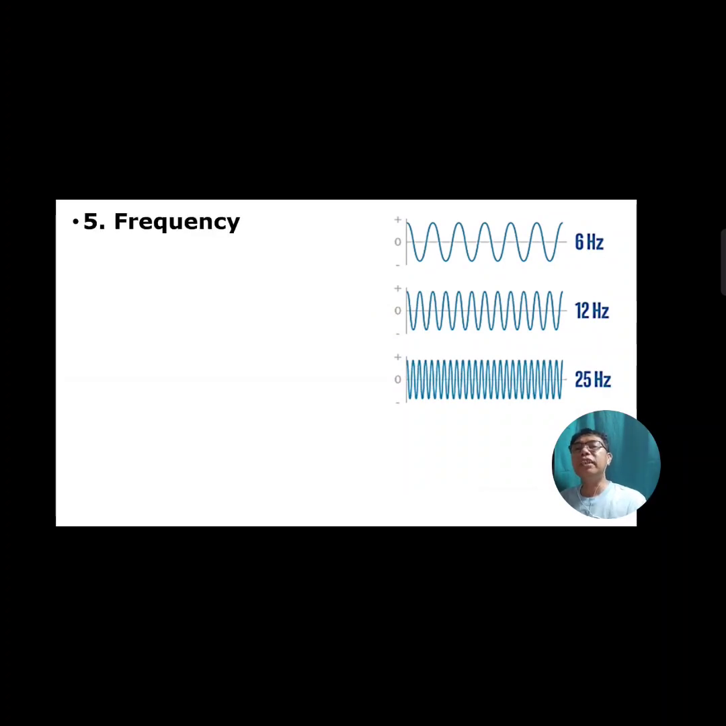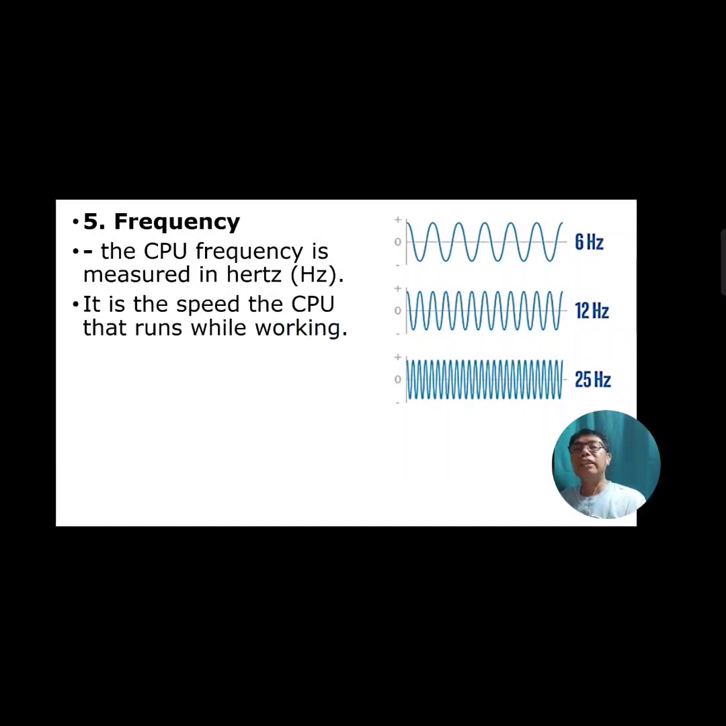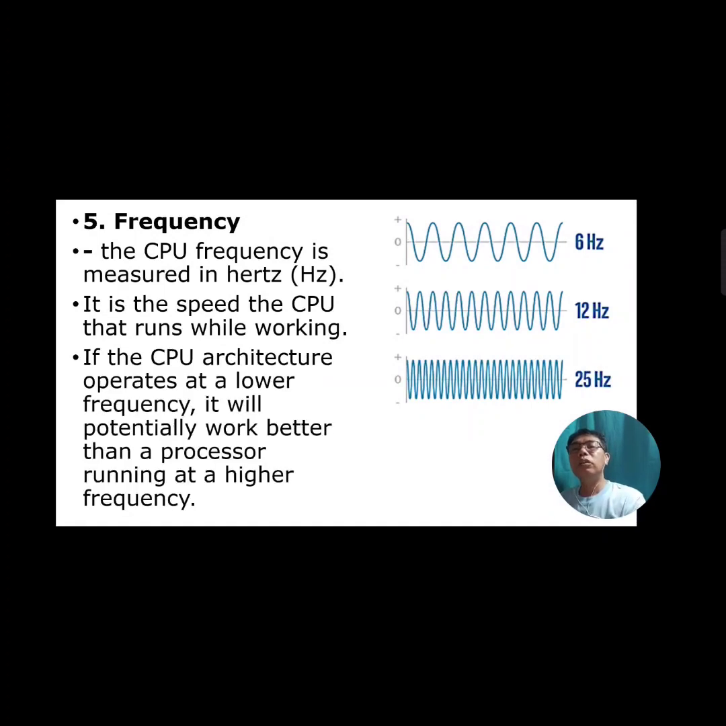Next, the frequency. The CPU frequency is measured in hertz. The unit is hertz, take note. It is the speed at which the CPU runs while working. So when you hear the word frequency, you are talking about the speed of the CPU. If the CPU architecture operates at a lower frequency, it will potentially work better than a processor running at a higher frequency.